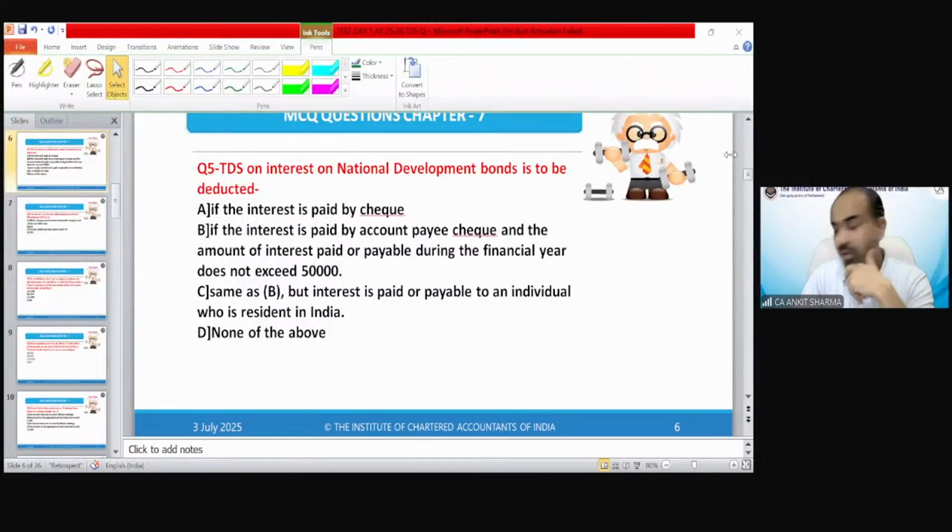Well done. Very good. The correct answer is D because we are talking about interest on national development bonds, and these are in the exempted category. If you go to section 194A, those are interest other than interest on security. In the exemptions part of that, you will see the first one is national development bond interest, which is exempted from the TDS provision. So the correct answer is option number D.